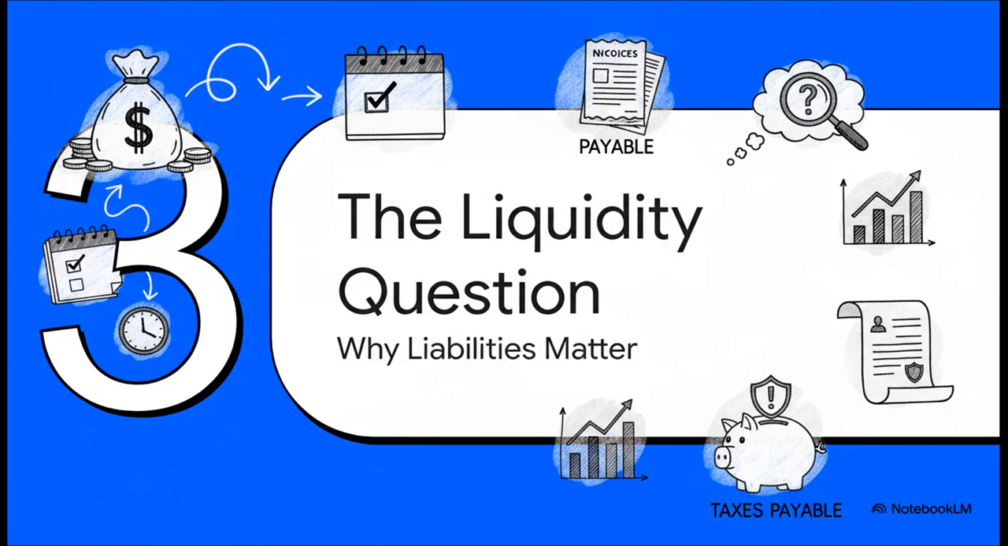We've just identified 3 super common types of current liabilities: accounts payable, notes payable, and taxes payable. But just being able to name them isn't the point. As future business leaders, you have to go deeper. You have to move from what is it to why does it matter? Why do these numbers on a piece of paper have such a profound impact on a company's survival and strategy?